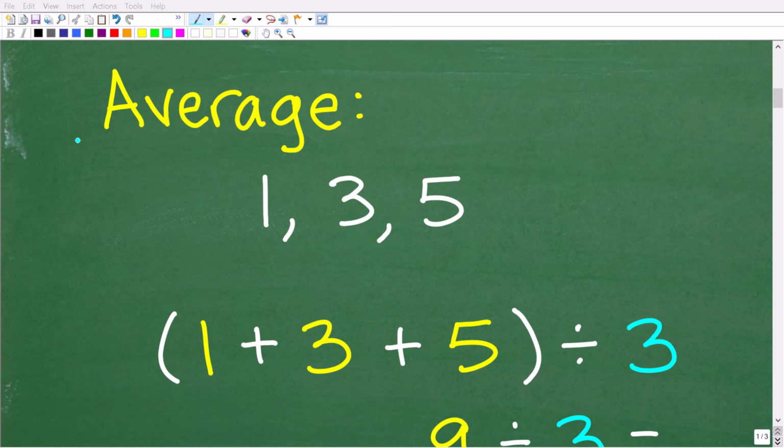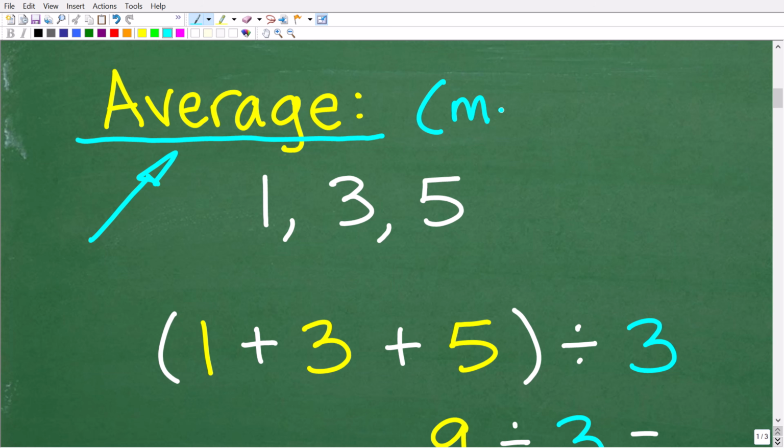Okay, now we can't solve this problem unless we understand what the average is. And I think most people actually do understand the average. And there is another name that we talk about in mathematics that is the same thing as the average, and that is the mean. So if you ever run into the word mean in terms of mathematics, it means the average.